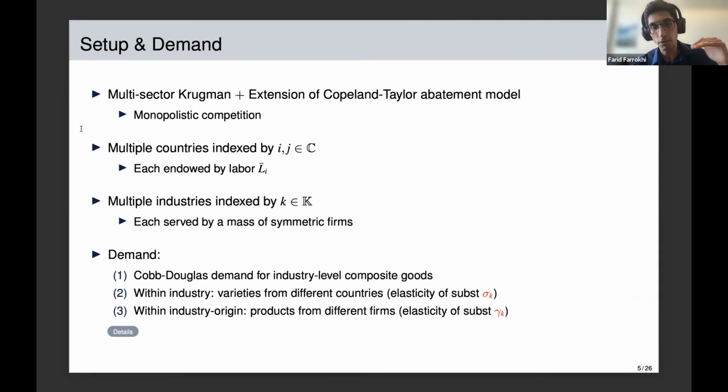On the very upper tier, there is Cobb-Douglas demand across industry-level composite goods, between the composite of agriculture, the composite of chemicals, etc. Then within industries, like within chemicals, there are varieties coming from different countries, like Chinese varieties, US varieties, etc. And here we have the Armington assumption, and the elasticity of substitution is sigma K for industry K, and sigma K minus 1 is the trade elasticity. And within each industry origin, like chemicals from China, there are products from different firms, with the elasticity of substitution gamma K that governs the markup.